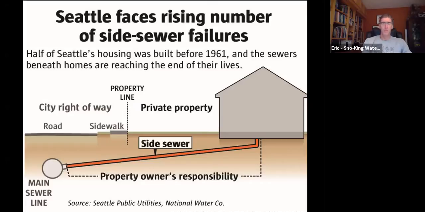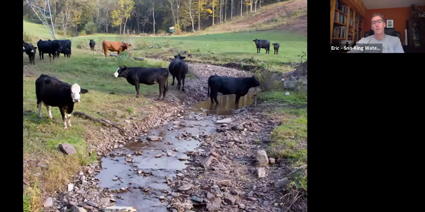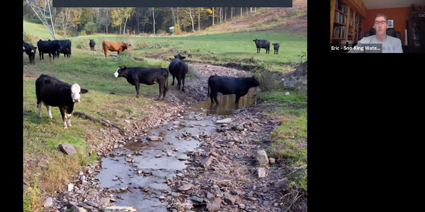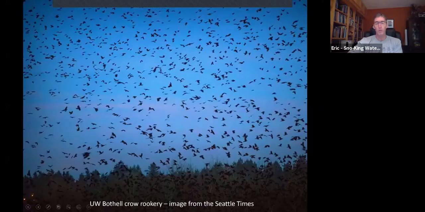So that's a place where things can come from, either improperly connected, or if these just fail on their way to the main sewer line, they can just start leaking into groundwater, which can make its way to the creek. Animals, livestock in particular, are another thing that can contribute to water pollution. Also birds. Here's an example from the University of Washington, Bothell, where they have a gigantic crow rookery, and tens of thousands of crows nest there every night. And not surprisingly, where North Creek runs through UW Bothell, it picks up a lot of bacteria as well.